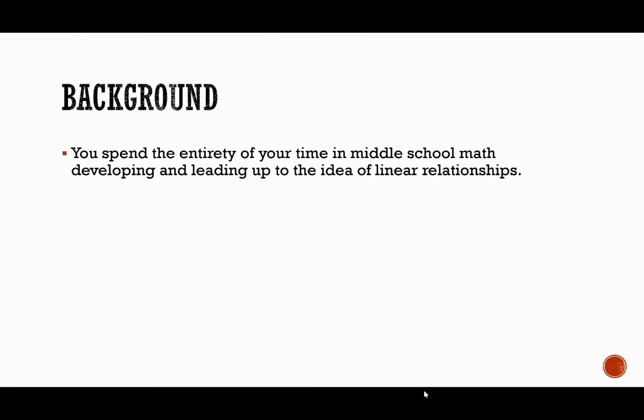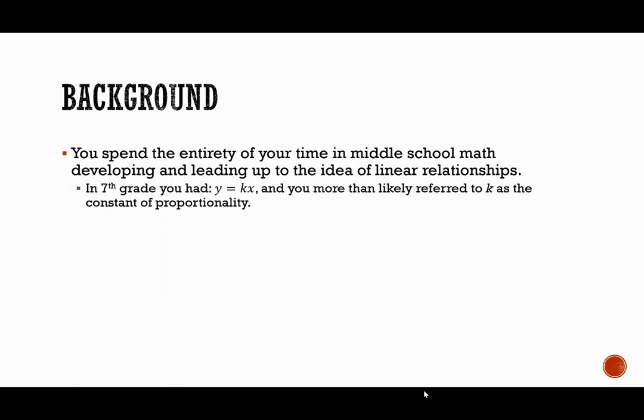So in middle school, you spend your entire time leading up to and developing this idea of linear relationships. In seventh grade, you're introduced to y equals k times x, and you probably heard the vocabulary term k as the constant of proportionality. That's a big idea that gets developed in seventh grade. You spend a lot of time talking about those proportional relationships.